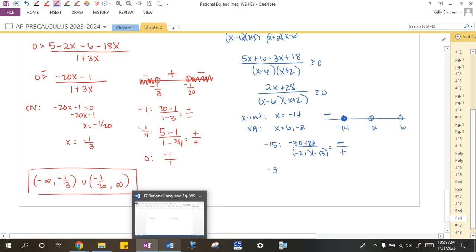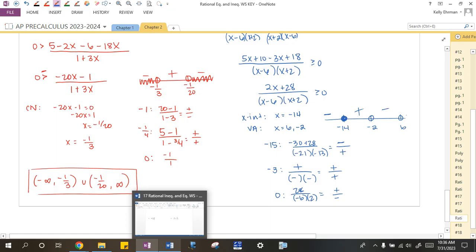I'm going to use negative 3 for something between negative 2 and negative 14. Negative 6 plus 28 is positive. Negative 3 minus 6 is negative. Negative 3 plus 2 is negative. Positive divided by a positive is positive. So this is what I was saying before. You could even just show me this tiny amount of work. It's just for you. Plug in 0, you get 28 over negative 6 times 2. That's positive over a negative.